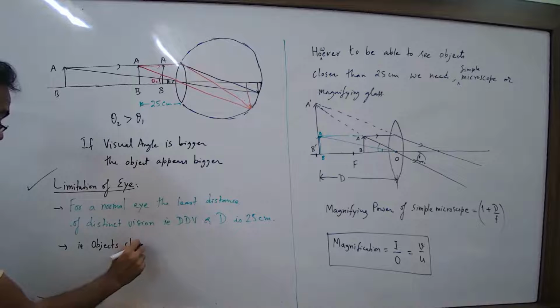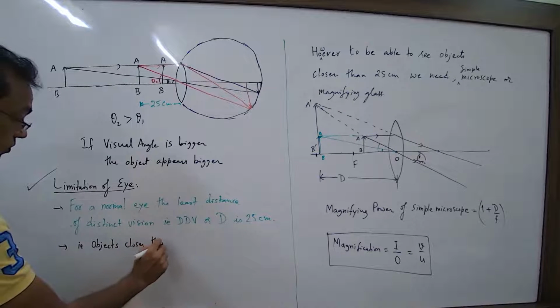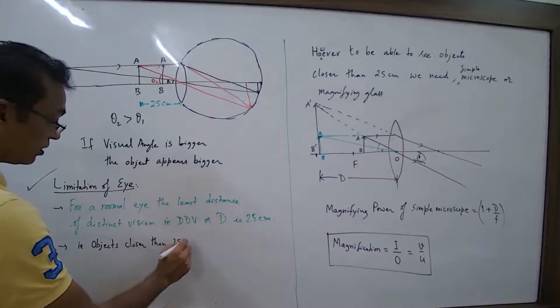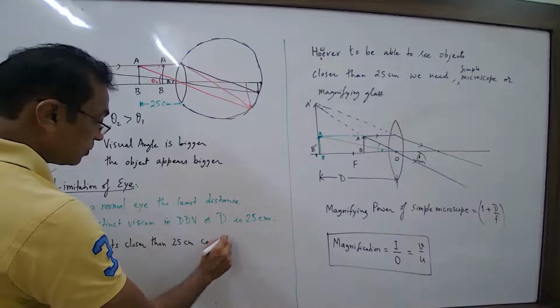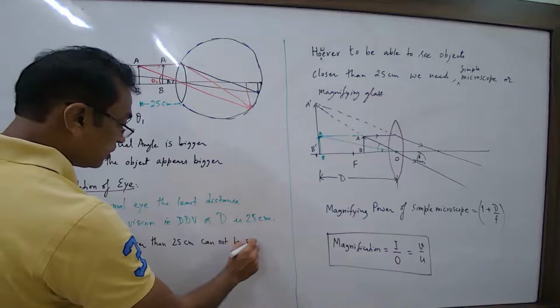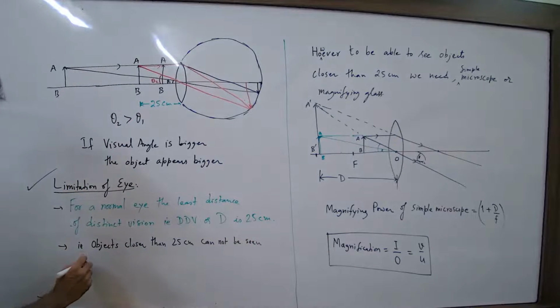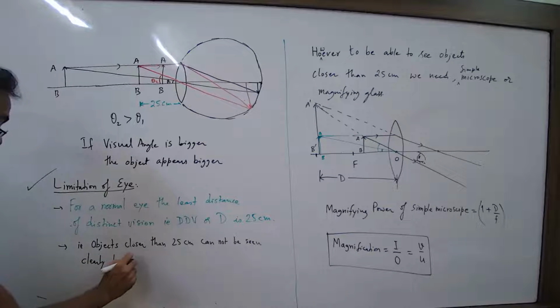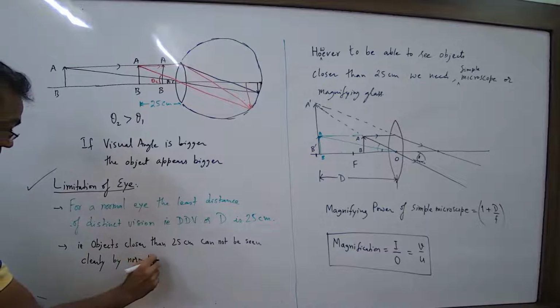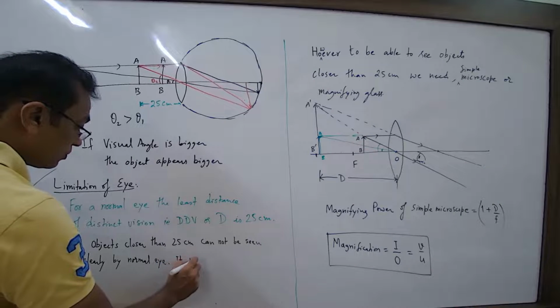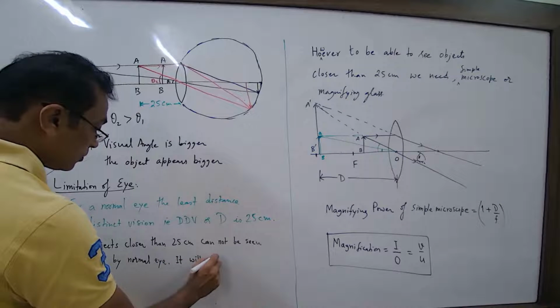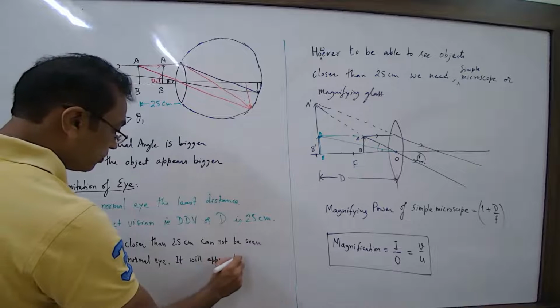An object closer than 25 centimeter cannot be seen clearly by a normal eye. It will look blurry.